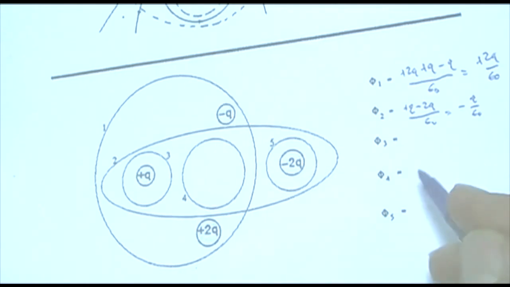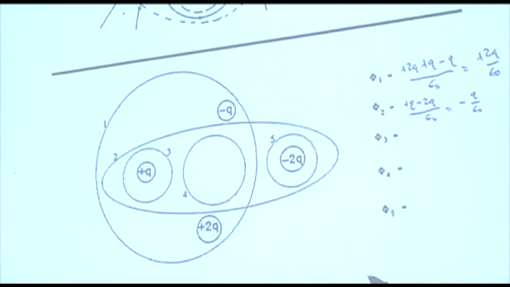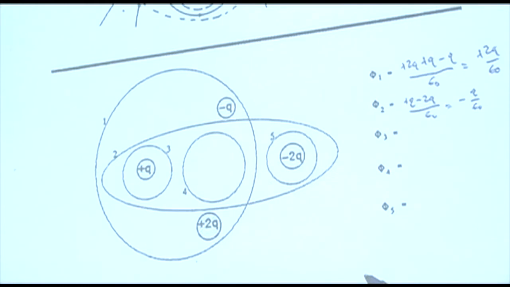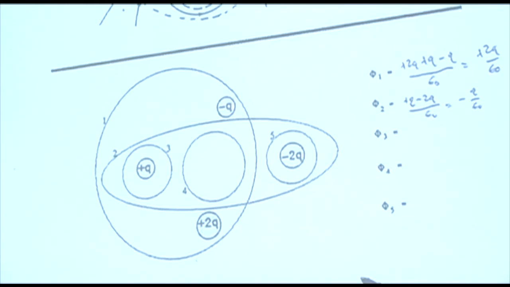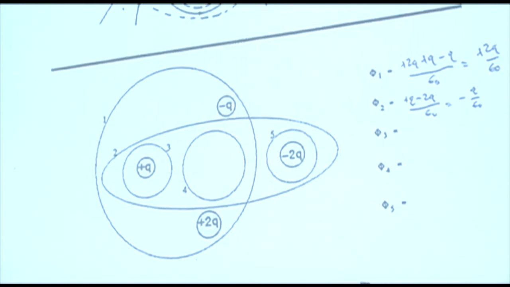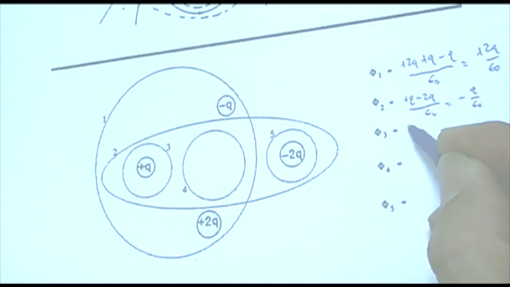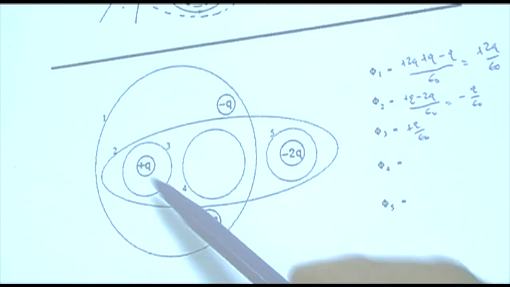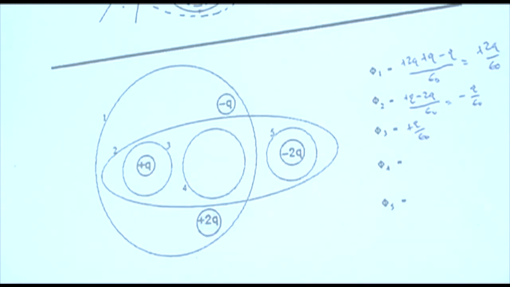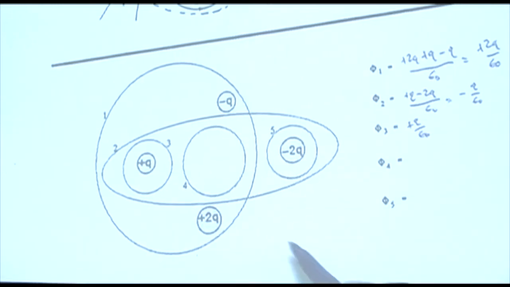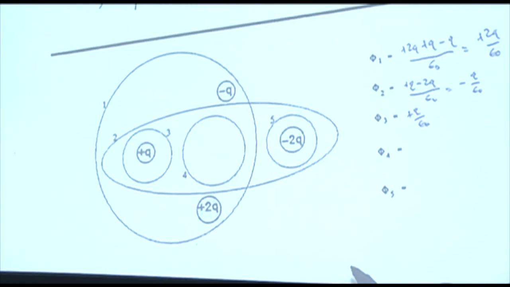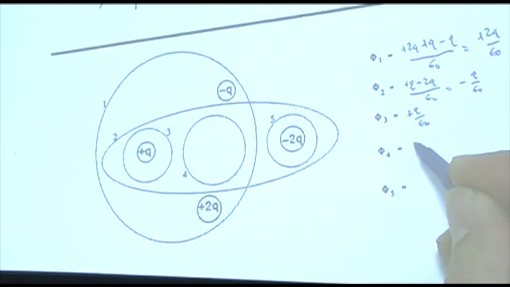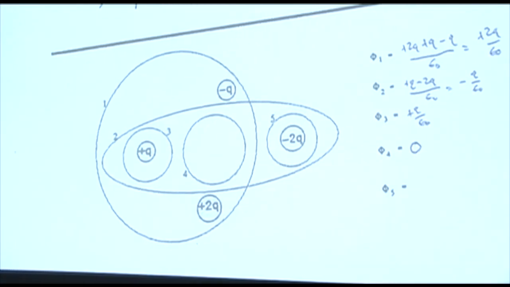Surface 3. Positive Q over epsilon naught. There's only one charge inside there, so that's it. Surface 4. Zero. There's no charge inside.